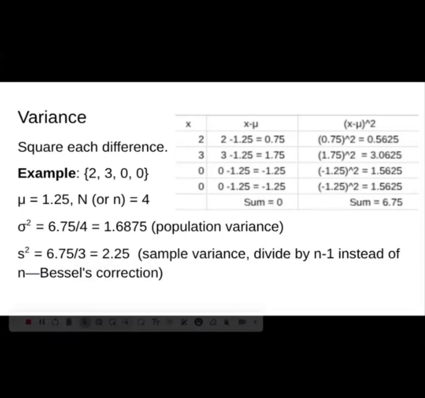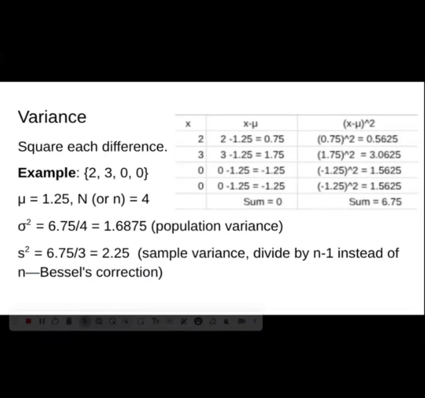Why is this correction needed? The exact reason is beyond the scope of this course, but I can try to give a little intuition. The sample mean, which we are using to calculate the deviations from the mean, is itself calculated from the sample. This makes the deviations from the mean slightly smaller than they would be for the true population mean. So when we divide by n minus 1, that slightly increases the variance to correct for this underestimation.